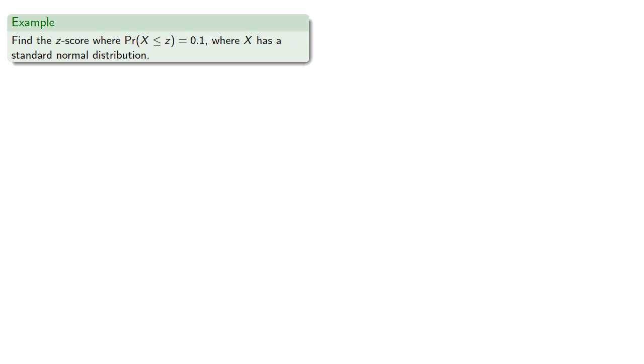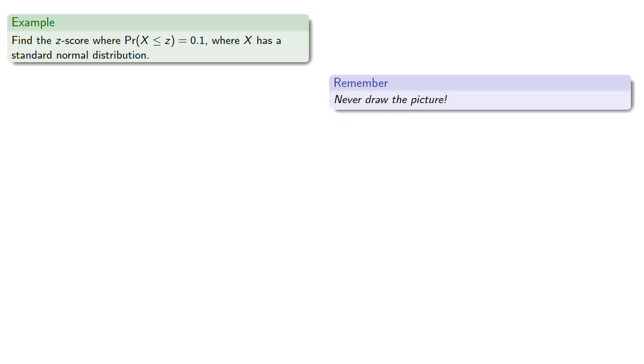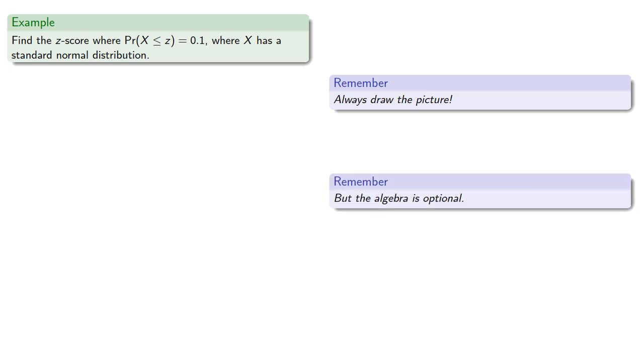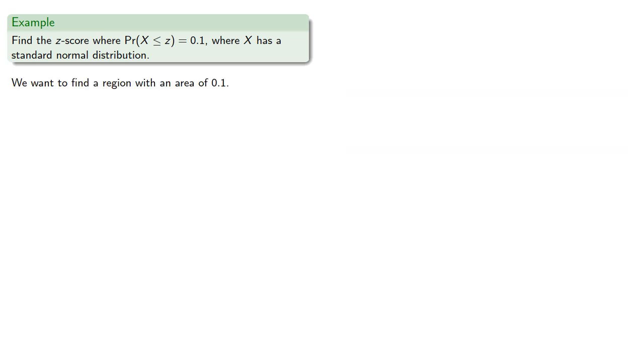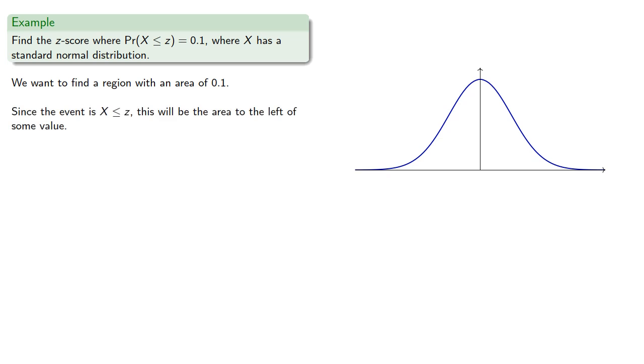Or we could try to find a probability like this. So again, one of the advantages to drawing the picture is that the algebra is optional. We don't have to introduce notation for the actual z value. So here we want to find a region with an area of 0.1. And since our event is a less than or equal to event, this will be the area to the left of some value.